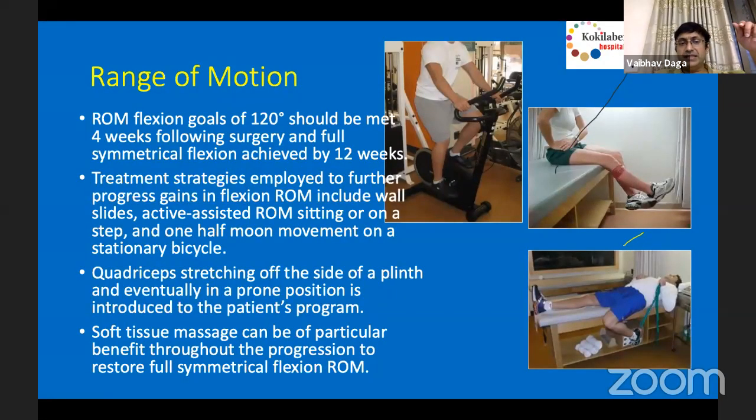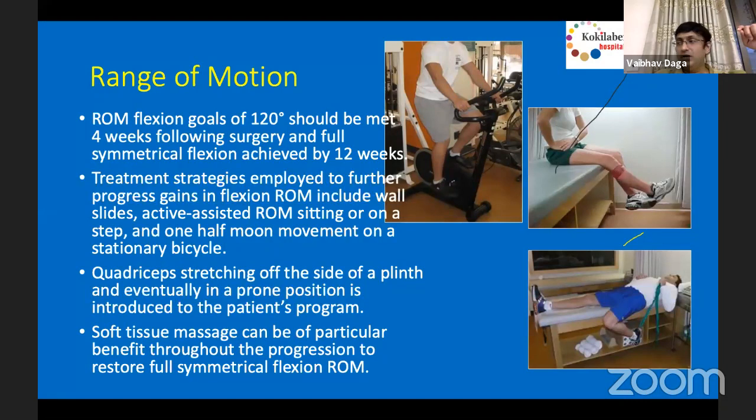Range of motion exercises. Range of flexion goals to 120 degrees should be met 4 weeks following the surgery, and full symmetrical flexion achieved by 12 weeks after the ACLR. Treatment strategies employed to further progress gains in range of motion include wall slides. You can do the wall slides. You do active assisted range of motion sitting on a step. Okay, and half moon movement on a stationary bicycle.